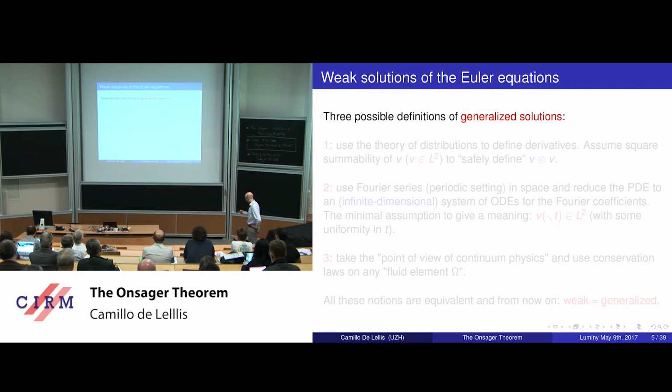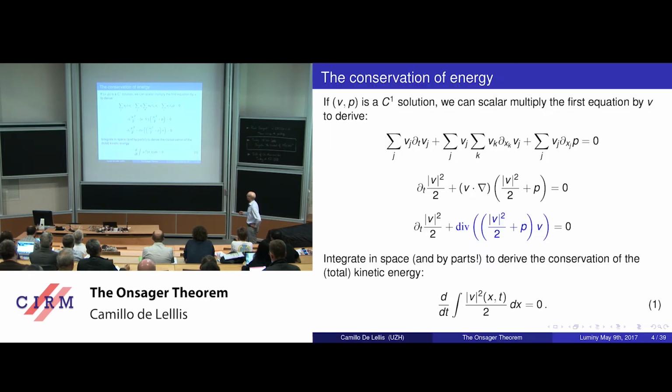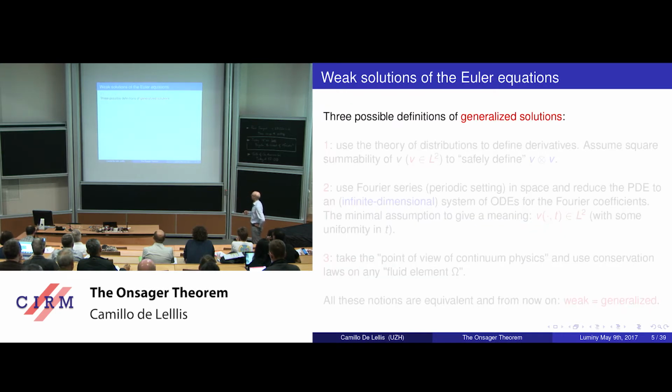Okay, so now let me switch to solutions which are less regular. Of course, the point here in this computation is that I'm assuming that the solution is C1, otherwise all these manipulations would just be formal, and they wouldn't be justified. So what happens if I have a weaker notion of solution? First of all, what do I mean by a weak solution of the Euler equation?